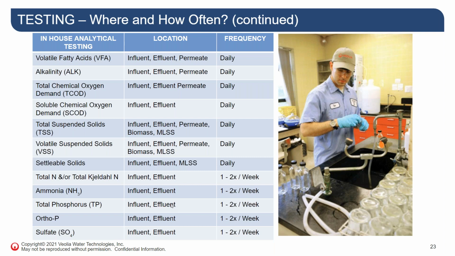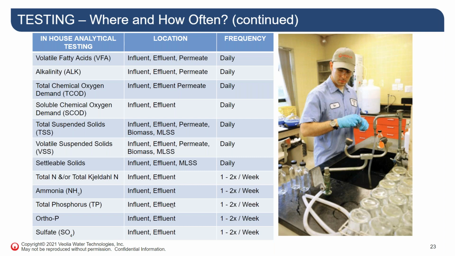Volatile fatty acids and alkalinity on the influent and the effluent and/or permeate. Okay, and you want to do that at least daily, especially on the volatile fatty acids of the effluent. Again, the volatile fatty acids in the effluent are going to tell you if the methane formers are keeping up with the acid formers. If I have volatile fatty acids in the effluent, it means that the methane formers aren't keeping up and you're not completing your anaerobic digestion process. So you need to do that at least once a day.